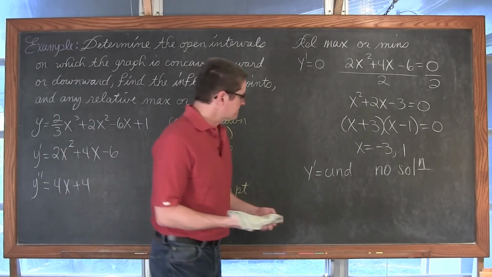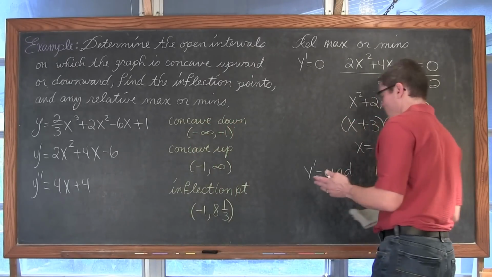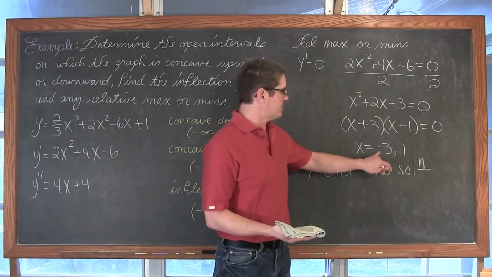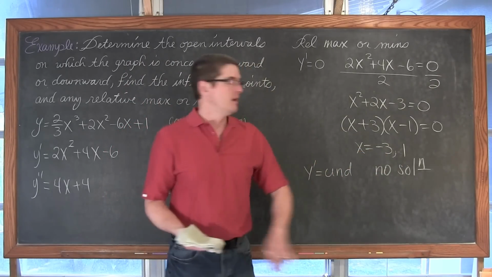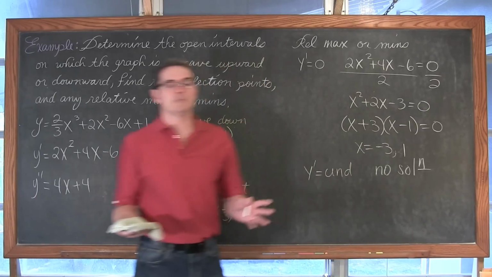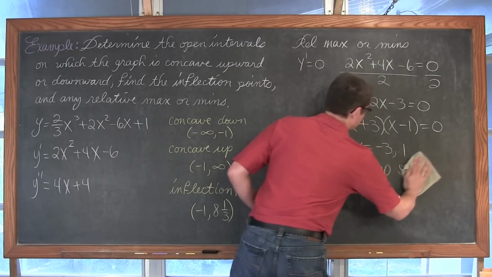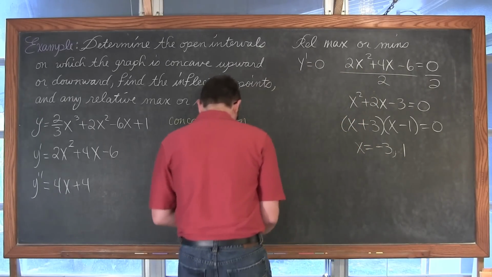Now, how are we going to do that? Well, I could do the first derivative test and plug in a value to the left of negative 3 and to the right of negative 3, and to the left of 1 and the right of 1, but I'm supposed to be teaching you the second derivative test, not the first derivative test.